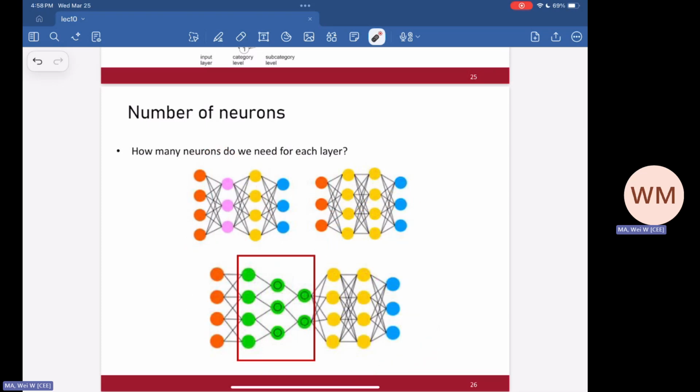Okay, 4 in, 3 out. No matter what happens in the middle, we don't care. We only care about what is the input, what is the output. So for the middle, we just want to have a good one.